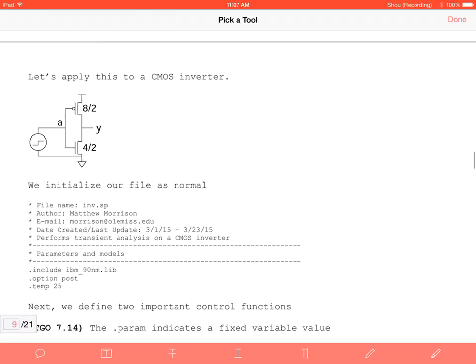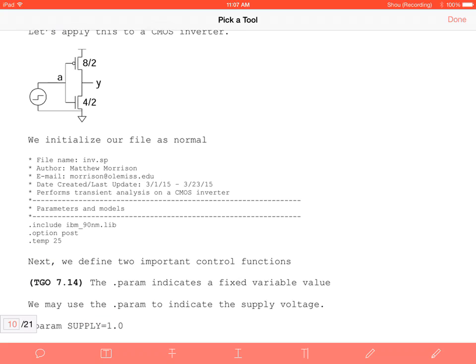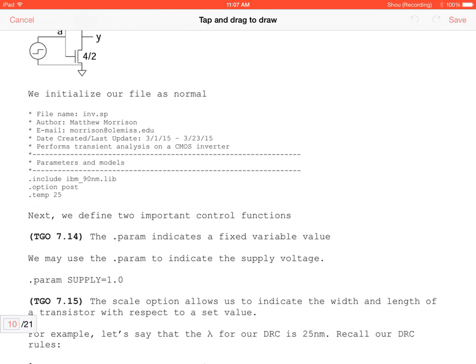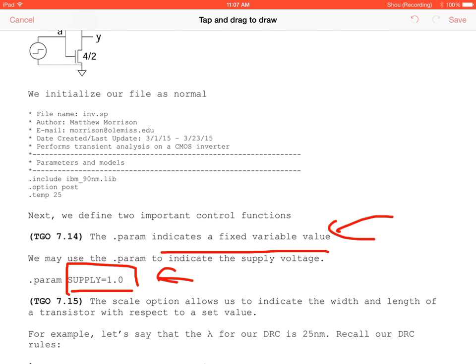So now we have an inverter. This is where we're going to start talking about concepts like .param. Parameter, we can set our supply to 1.0. We define .param as including a fixed variable value. So here, if we're trying to do supply, this means we're just going to do the supply voltage.